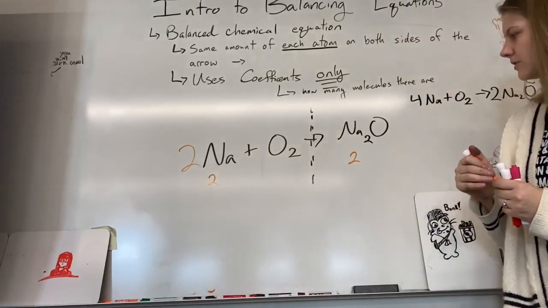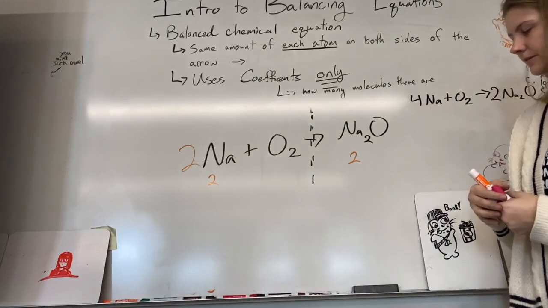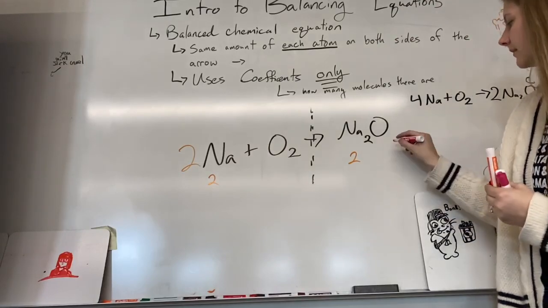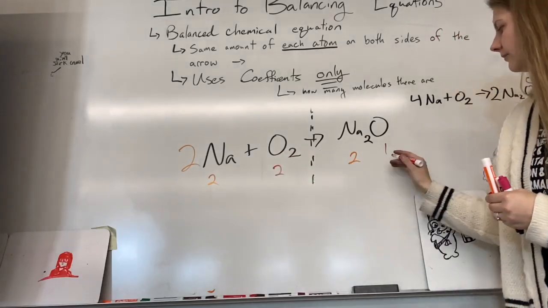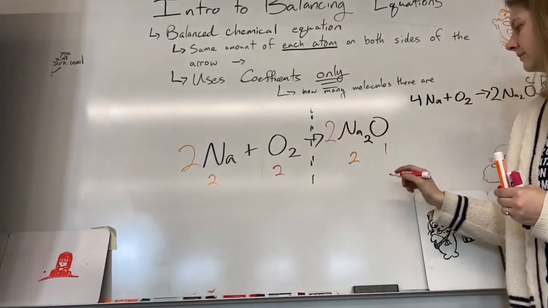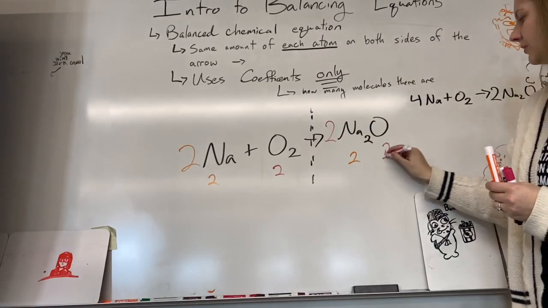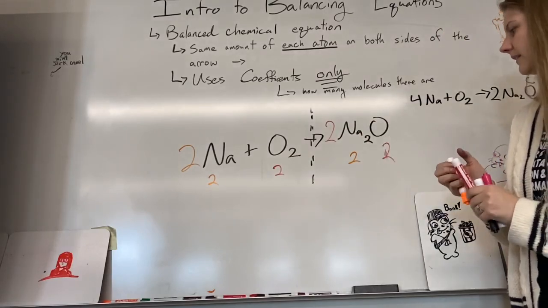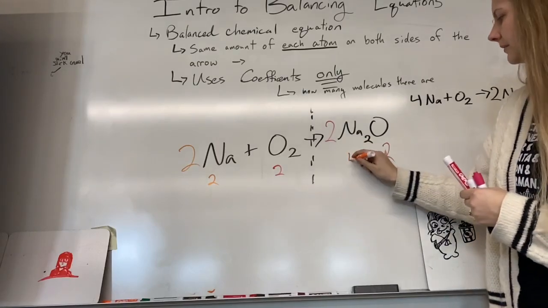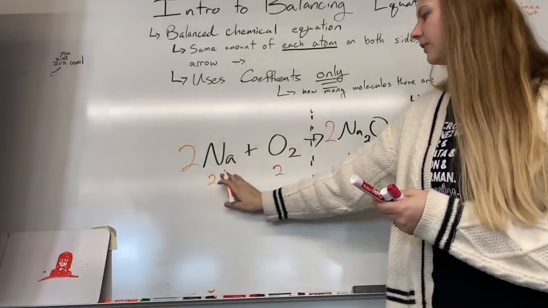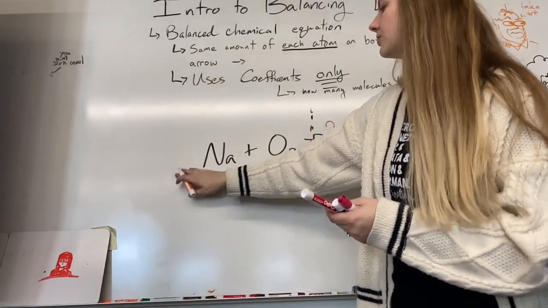Next we look at oxygen. We have 1 over here, 2 over there. First thought is to put a 2 here, but that changes this up to 2 and this up to 4. Then we'd have to come back over here and change this to 4.